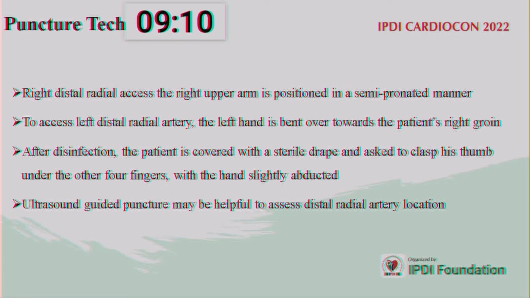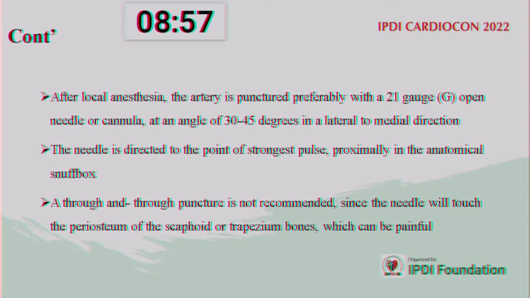For right distal radial access, the right upper arm is positioned in a semi-pronated manner to access the left distal radial artery. The left hand is bent over towards the patient's right groin over the abdomen. After local anesthesia, as with the transradial approach, a 21 gauge open needle or cannula is inserted at an angle of 30 to 45 degrees in a lateral to medial direction.